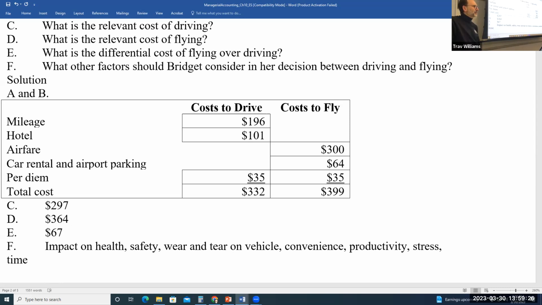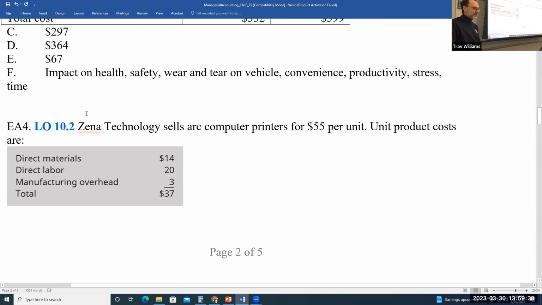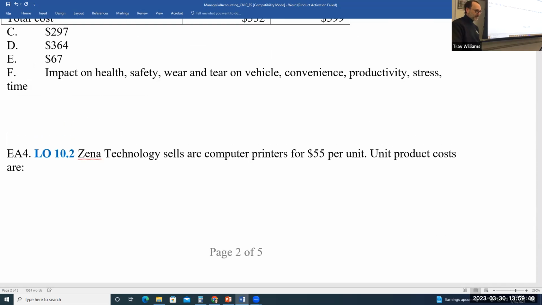Okay, I think we hit some of the major things there, so that gets us an idea of some of the qualitative considerations. Any other comments on this one? Okay, well, let's go on to number 4 then.